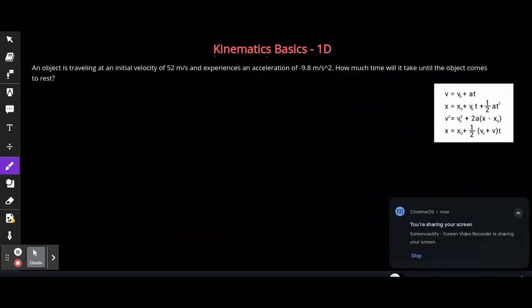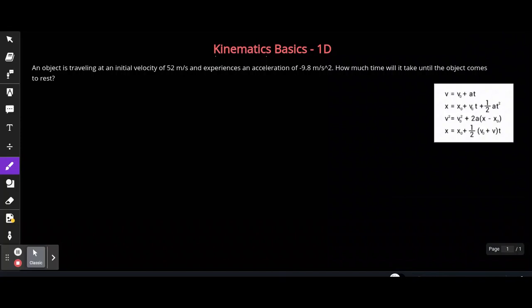Our next problem says, an object is traveling at an initial velocity of 52 meters per second and experiences an acceleration of negative 9.8 meters per second squared. How much time will it take until the object comes to rest? So once again, we're going to make a known-unknown chart. Even though right now a known-unknown chart seems unnecessary, once problems start to get more complicated, it's actually very useful, because I was also a first-time doubter about using this.